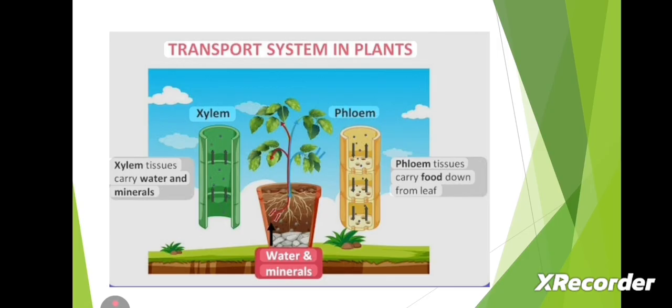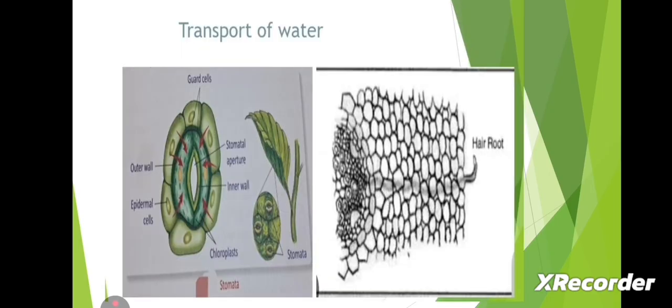These two pathways are constructed as independently organized conducting tubes. One, the xylem, moves water and minerals obtained from the soil. The other, phloem, transports products of photosynthesis from the leaves where they are synthesized to other parts of the plant. We have studied the structure of these tissues in detail in class 9. So what is xylem? Xylem carries water and minerals from the roots to the leaves, whereas phloem carries the food prepared by the leaves to different parts of the plant. Clear?